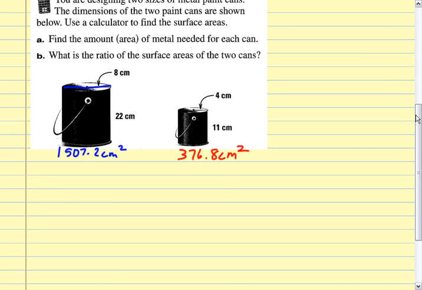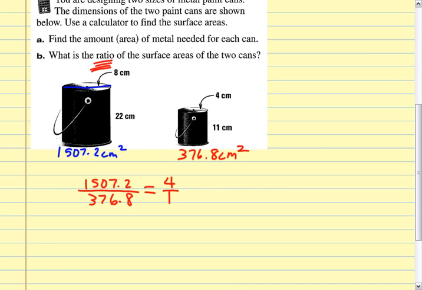What is the fraction of the surface area of these two cans? Well, let's just write them in a fraction. 1507.2 over 376.8. We just wrote it as a fraction. What is the ratio? What is a fraction? Moreau? A division problem. Will you go ahead and divide that and tell me what you get? Remember, it's a ratio, so we're going to leave it as a fraction. Did it surprise you? 4 over 1.